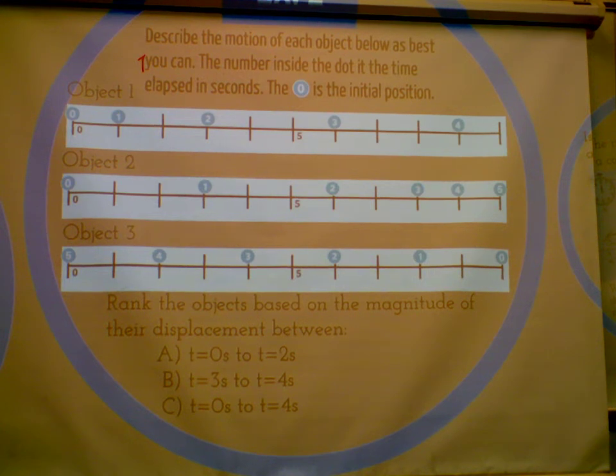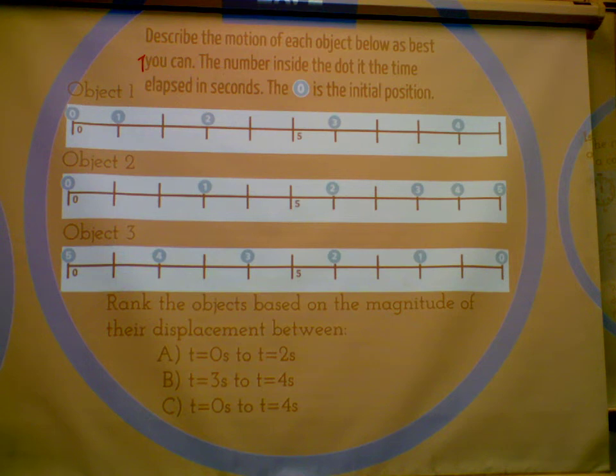So, object 1. Which way is it traveling? In the positive direction or negative direction? Positive. Based on how we defined our axis, it's traveling in the positive direction. So we can say object 1 is traveling in the positive direction with an acceleration. I don't know that word yet.